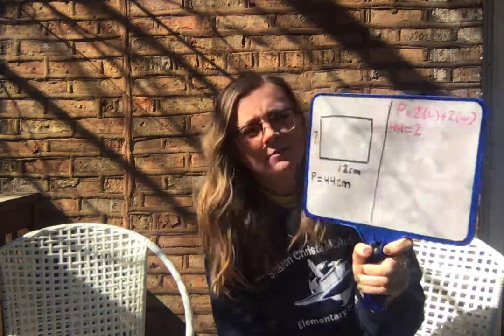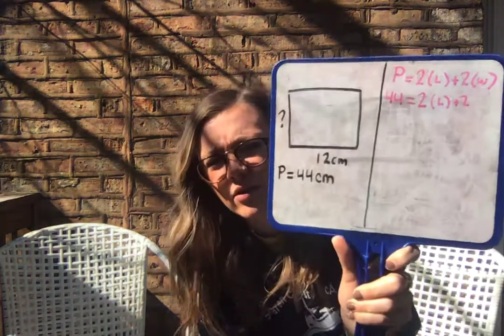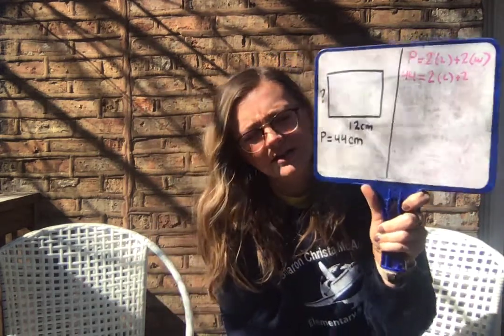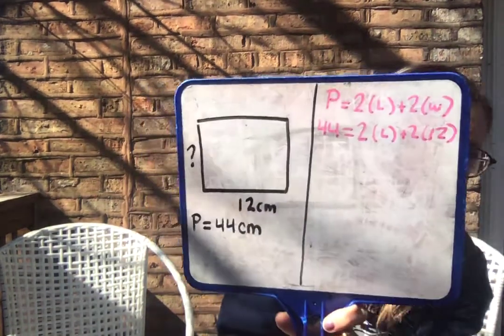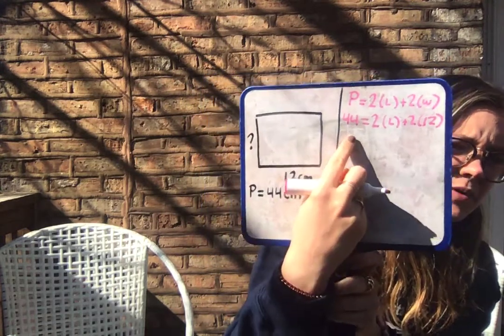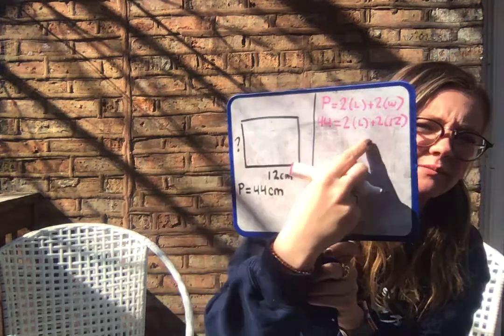44 equals 2 times, do I have the length of my shape? I don't. So I'm just going to put an L there because I don't know it. Do I know the width? I said I didn't know the length, but do I know the width? Yeah, it's 12. So I can fill that in to be 12. So all I did was fill in the information that I have. I have the perimeter and I have the width. Do I know the length? No, that's what I'm solving for.